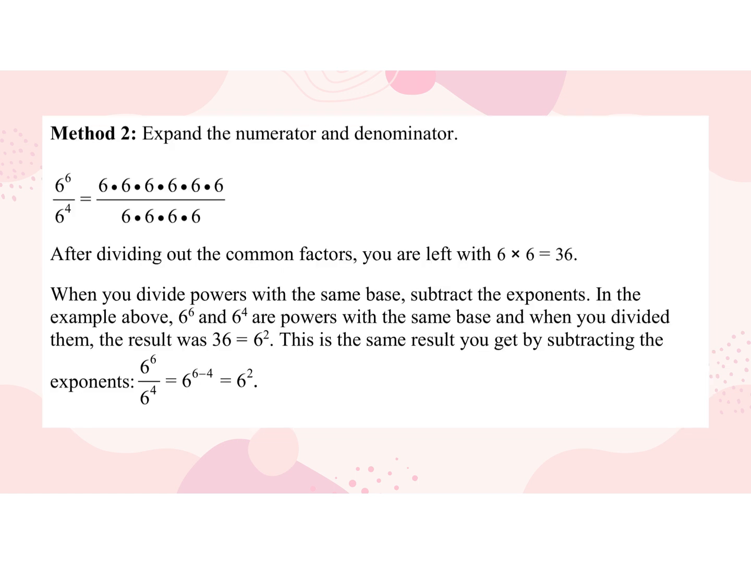Now, what you could do instead is we can expand the numerator and the denominator, right? So 6 to the 6th power, I know that that's 6 times itself 6 times, right? 1, 2, 3, 4, 5, 6. And I know 6 to the 4th power is 6 times itself 4 times, right? 1, 2, 3, 4. Now, if you divide, what happens is you can cancel out common factors on the top and on the bottom, right? So on the top, I can cancel out as many 6's that match, and you're left with two 6's left over, right? So 6 times 6, which is 36.